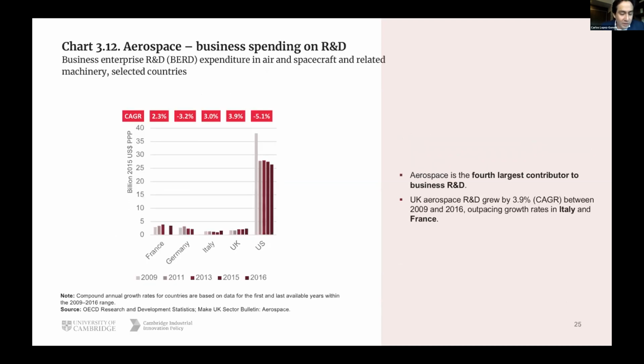In terms of R&D, in 2018, the aerospace industry accounted for 6.8% of overall business R&D in the UK. It is the 4th largest contributor to business R&D after pharma, automotive, and computer programming. And it has grown, as we can see in this graph, by 3.9% between 2009 and 2016, outpacing growth rates in countries like Italy and France, and basically every other country that we see in this graph here. So you have the two cases of industries that are behaving differently. And when we observe that the behavior of value added is different as well, we see some behaviors in terms of R&D expenditure and innovation activity that also show big differences between these industries.